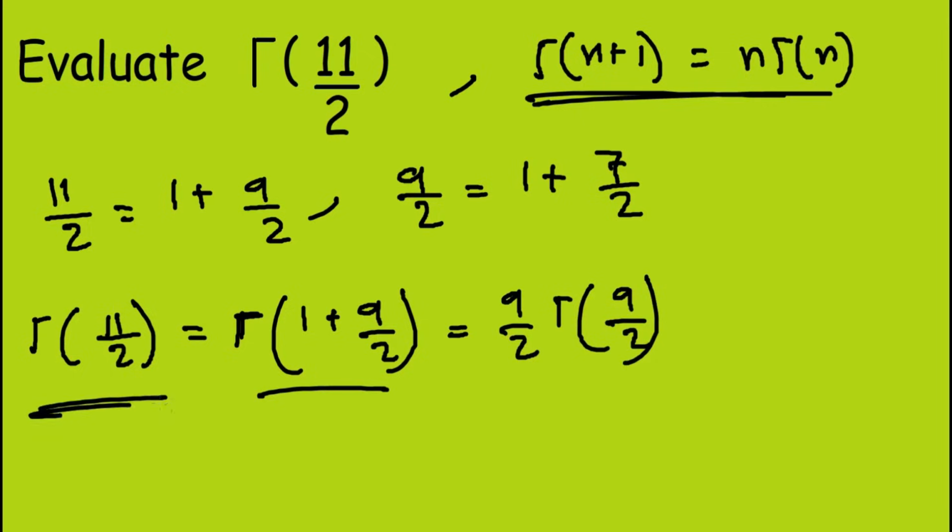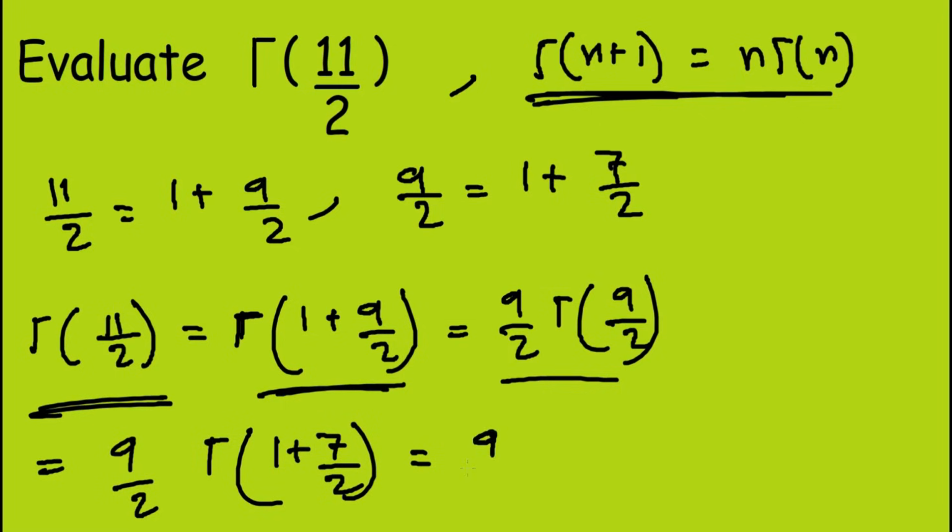You can see gamma 11 by 2 equals gamma 1 plus 9 by 2, because 11 by 2 can be written as 1 plus 9 by 2. Now why have I written it in this way? Because gamma 1 plus n equals n gamma n. Hence if I compare, the value of n turns out to be 9 by 2. Hence I can write this as 9 by 2 times gamma 9 by 2. So this I will continue doing. This can be further written as 9 by 2 times gamma of, what is 9 by 2? 9 by 2 is 1 plus 7 by 2.